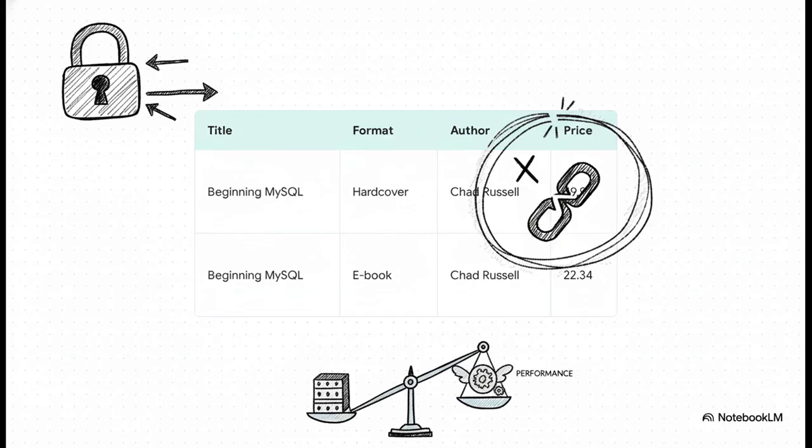But what about the author? Chad Russell is the author whether it's a hardcover or an ebook. The author only depends on the title part of the key. That's what we call a partial dependency, and it's a big no-no for 2NF.